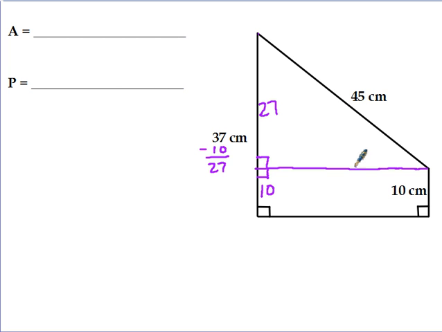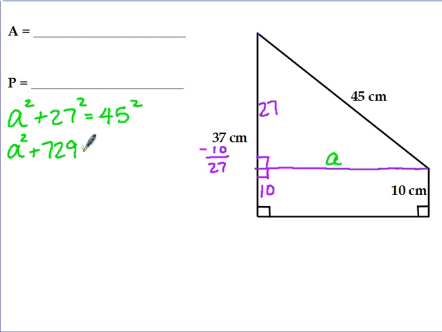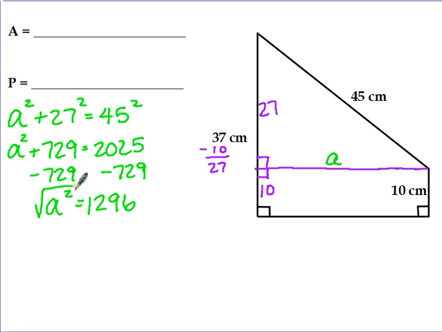So now the only thing I need to find is this bottom here. So I'm going to have to do the Pythagorean theorem to find that. So I'll have a squared, and I'll just make this a. A squared plus 27 squared is 45 squared. And I'll square both of those numbers. Now subtract 729 from both sides. So a squared is 1296, and then I'm going to take the square root of both sides to get that a is 36. So that means the bottom here is also 36.